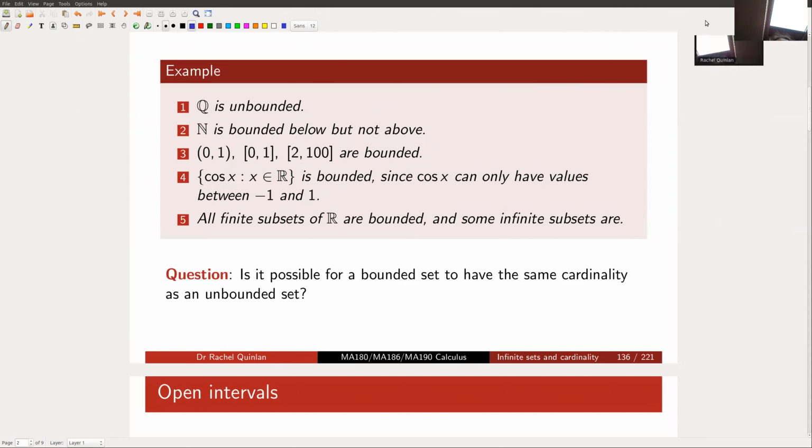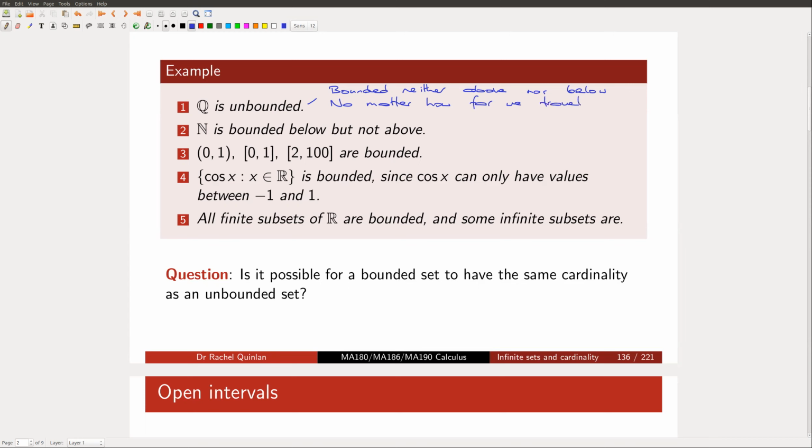So the set of rational numbers is unbounded, and Q is bounded neither above nor below. And what that means, to say that a set is not bounded above, means no matter how far we travel in the positive direction, or to the right on the number line, we'll never pass all the rational numbers. We'll always encounter more of them.